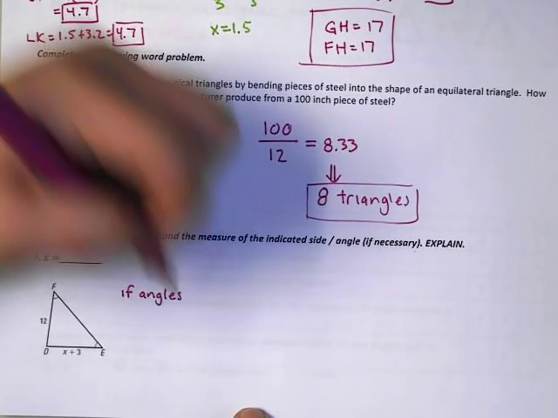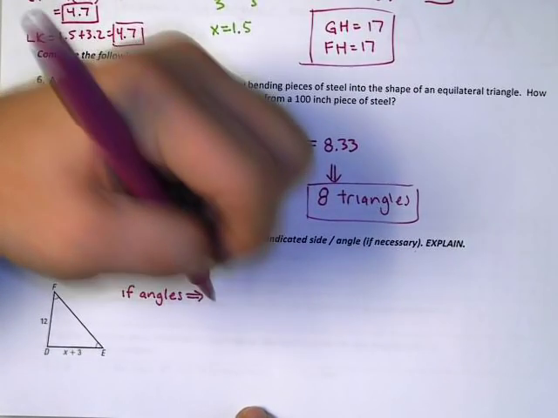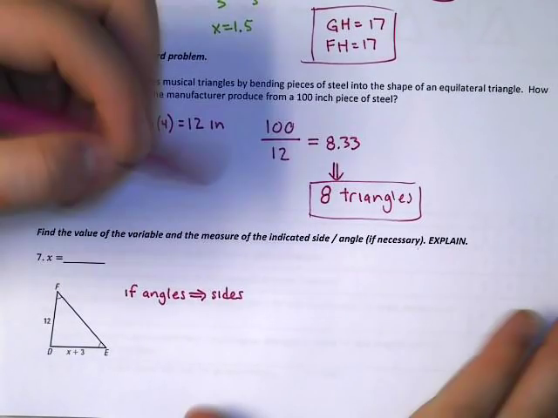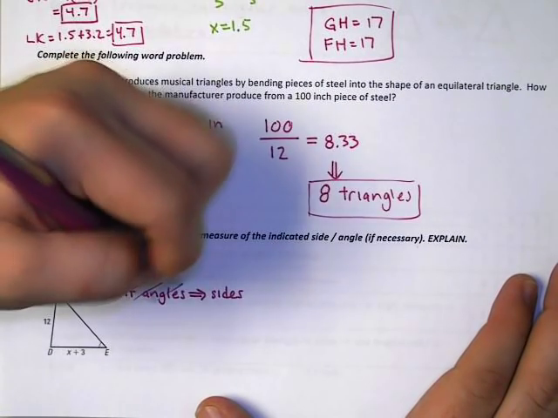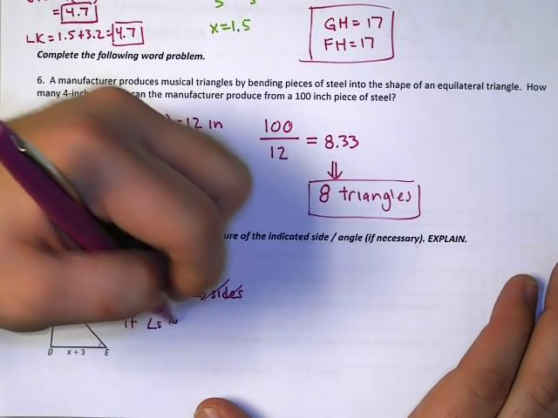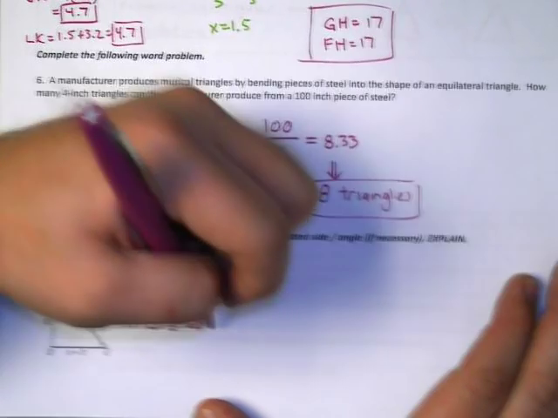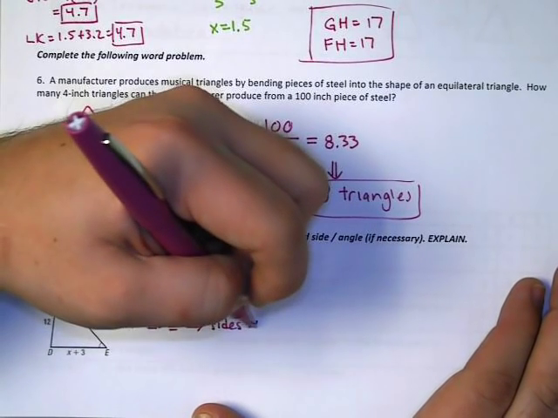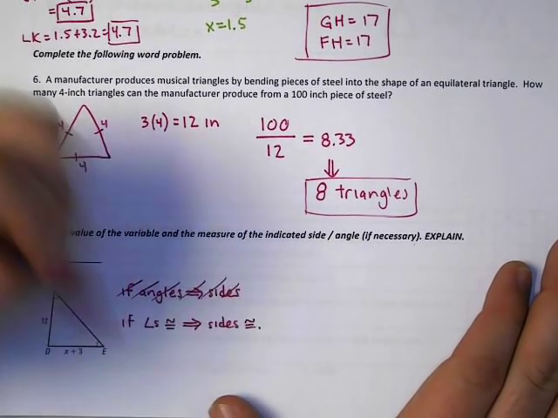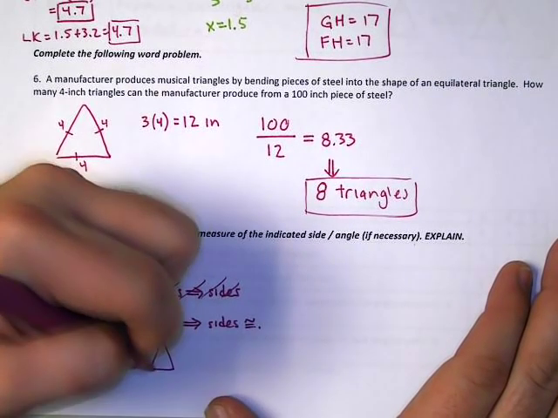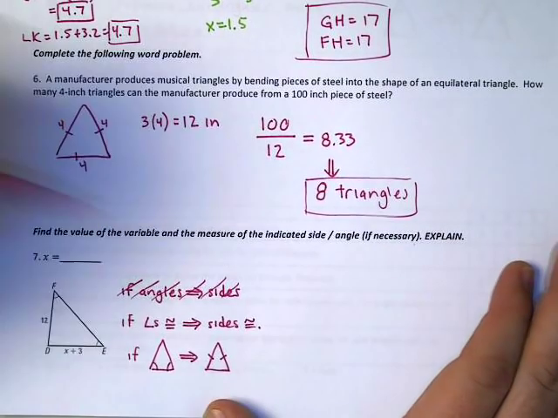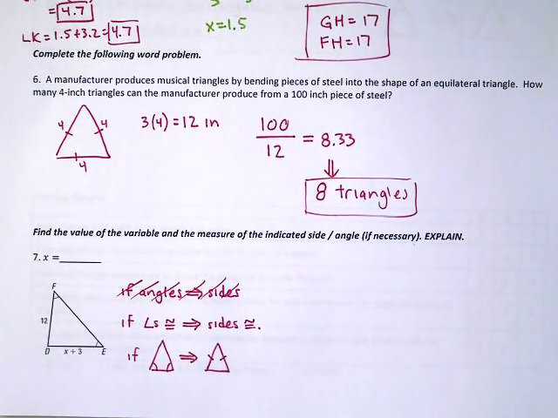But if we know our theorem, if angles, then sides. And you know what? Just because it's the first time, I'm going to write this even better. I'm going to say if angles congruent, then sides congruent. I think that might make more sense. Alright? In picture form, you might see it like this. Any of these are okay for an explanation for me.